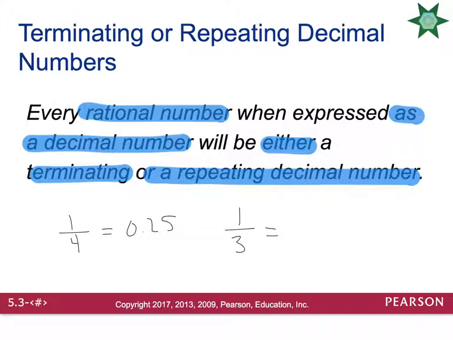Like this one just repeats 3. 1/3 is 0.33333, and so on. Okay, keeps going, right? So it's going to have some sort of repeating pattern, or it's going to stop. Terminating means it stopped. And we can write that repeating decimal as, if you've got a repeating pattern, put a bar over that pattern, and that just says the 3 just repeats.